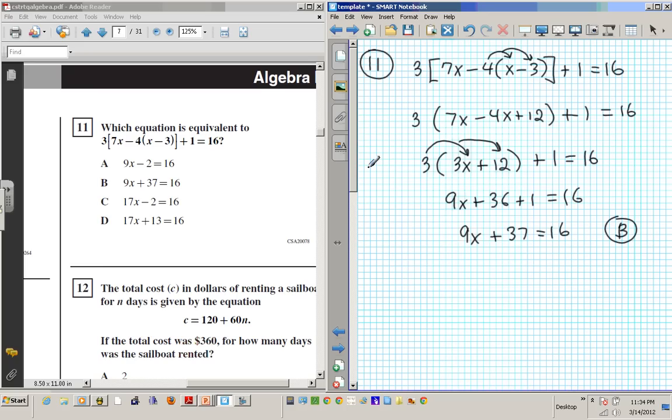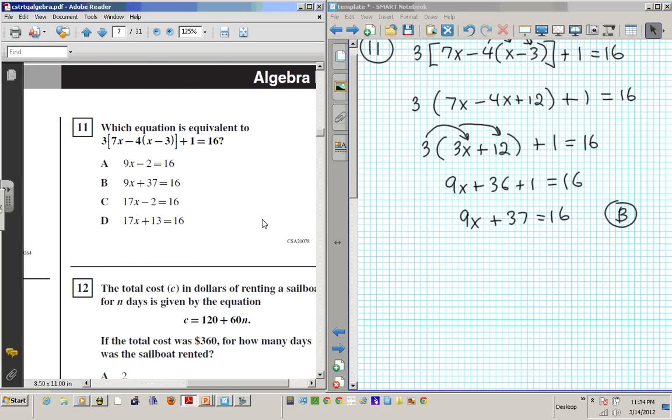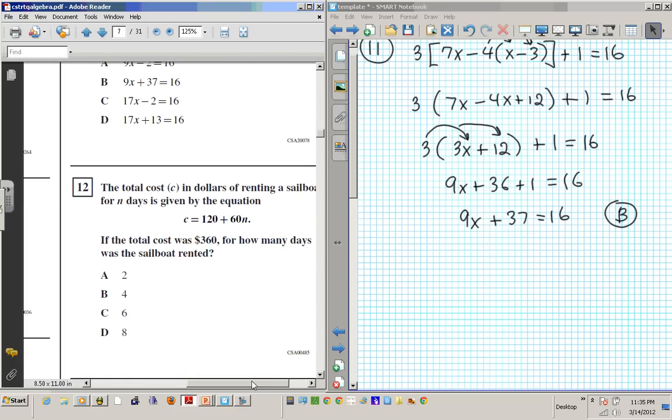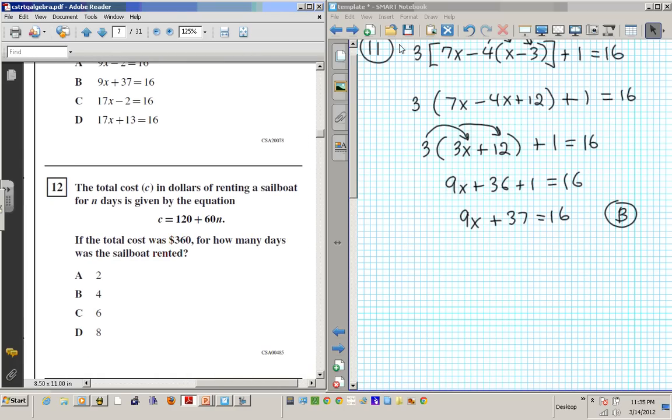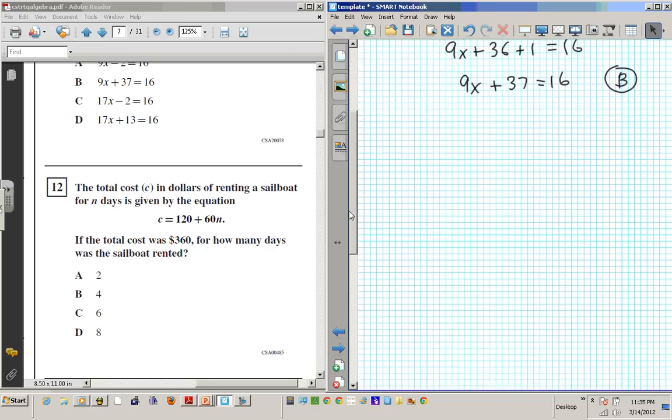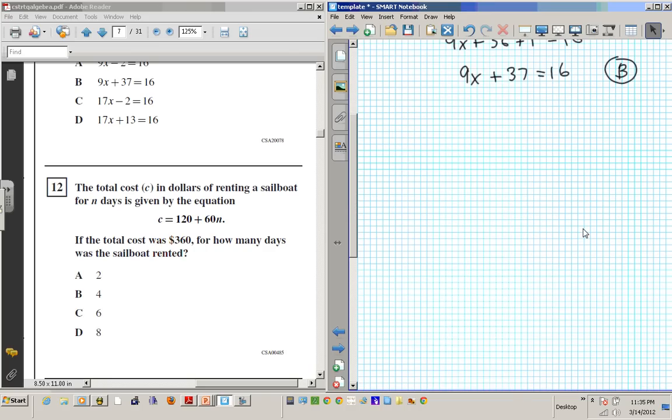Okay? Moving along to number 12. Number 12, it says the total cost in dollars of renting a sailboat for n days is given by the equation C equals 120 plus 60n. The total cost was $360. For how many days was the sailboat rented? So for number 12, we have C equals 120 plus 60n.